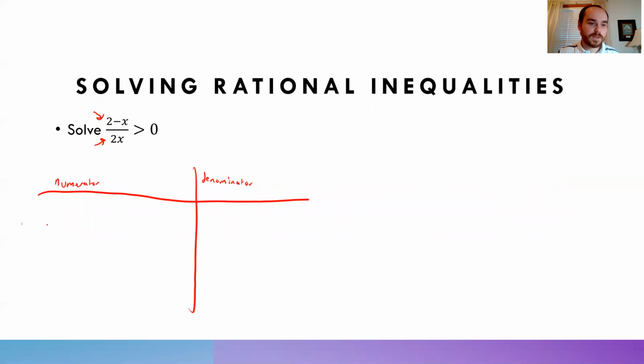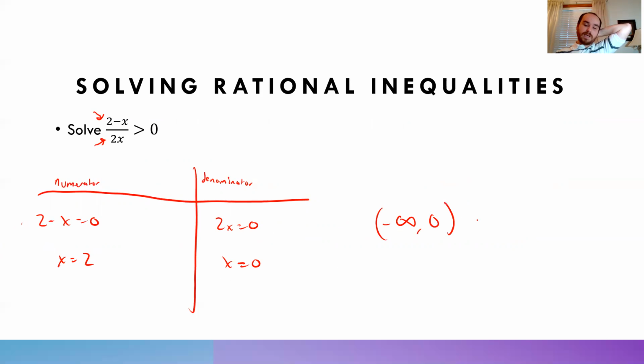Numerator, denominator. So 2 minus x equals 0, 2x equals 0. This one's simple, x equals 2. This one's also simple, x equals 0. So there we go. We got our 2 points. No other solutions to this one. Keeping it fairly simple, which means our intervals are negative infinity to 0. Actually, wow, these are the same intervals as before. 0 to 2, and 2 to positive infinity.